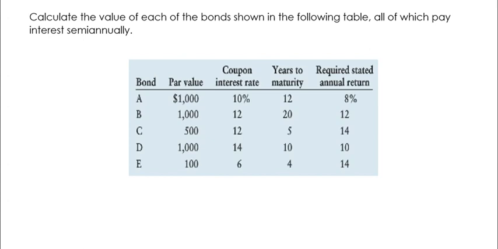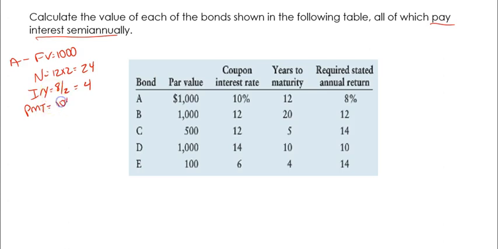Okay, here's another list of problems. All of these bonds pay interest semi-annually. So let's look at A. A has a par value of $1,000. It has 12 years to maturity, but that's semi-annually, so it's 24 periods. It has a required return of 8%, but we divide that by 2 because it's semi-annually, so it's 4. And our coupon rate is used to calculate the payment. So coupon rate times par value divided by compounding frequency gives us a payment of $50.